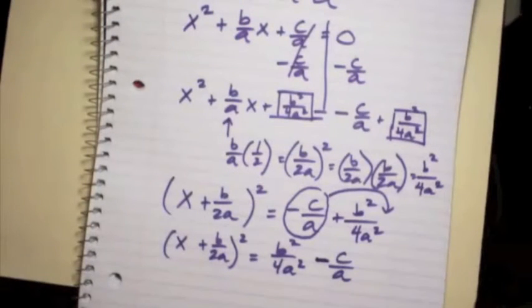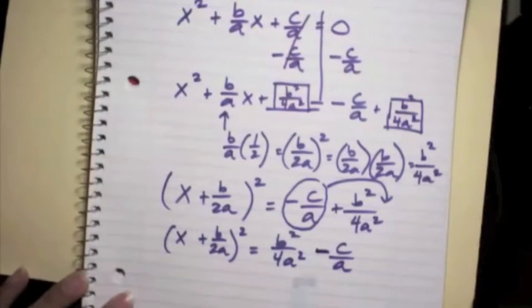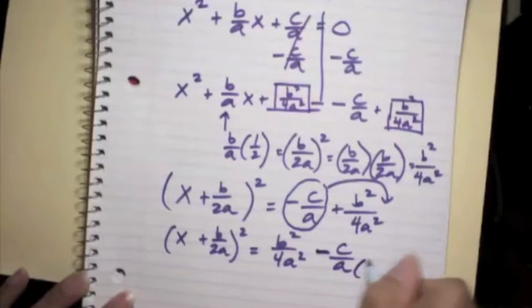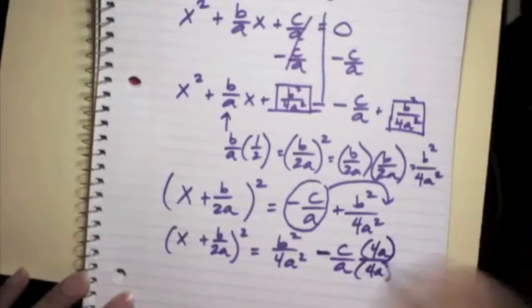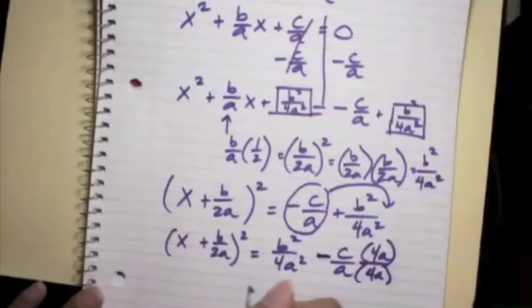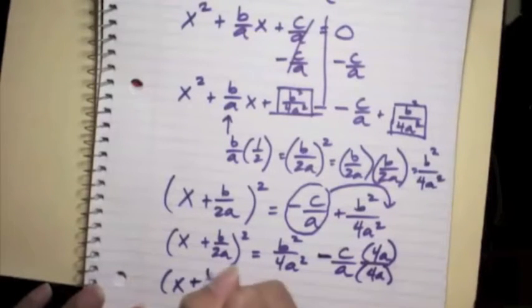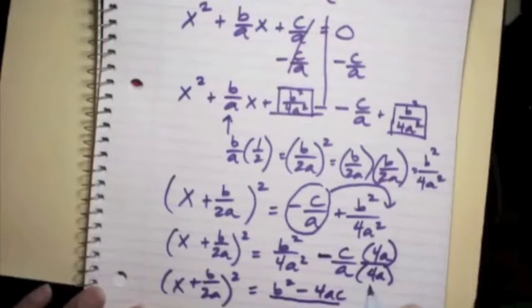And I know I'm going to need a common denominator for working with fractions, so it looks like our common denominator here will be 4a squared. I would need to multiply this by 4a to get 4a squared, and same in the numerator. Okay, so what this becomes is actually (x + b/2a) squared, and in the numerator we'll have b squared minus 4ac all over 4a squared.